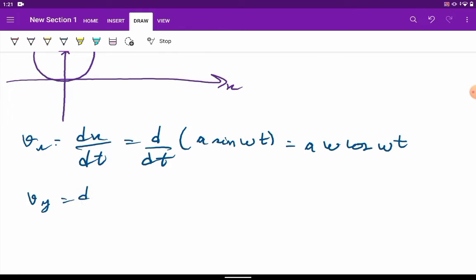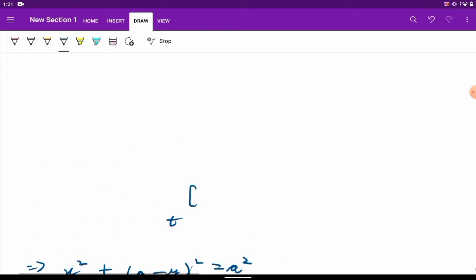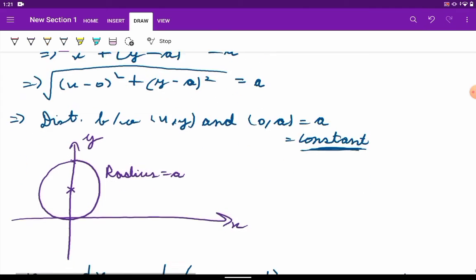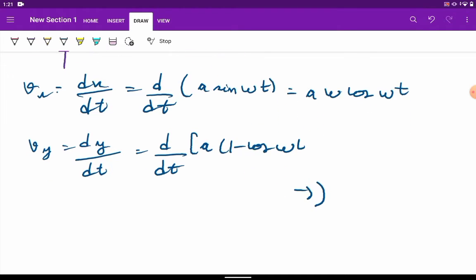Vy is equal to dy by dt, d by dt of a into 1 minus cos omega t. You can take a out, which is a constant, and you know that if you differentiate cos, it becomes minus sine.